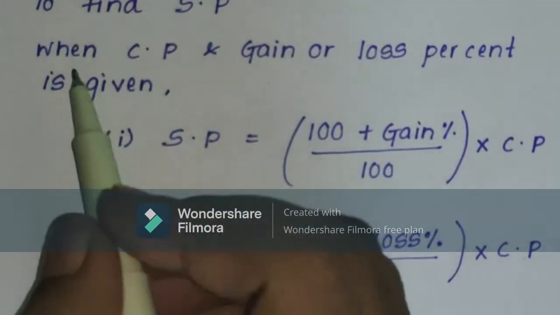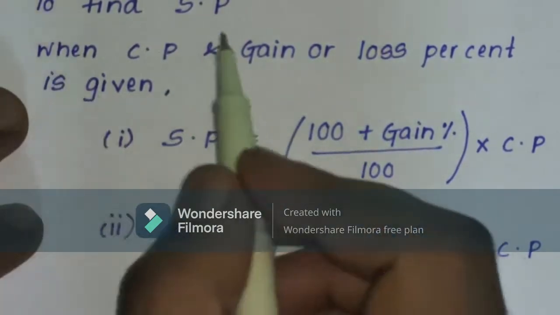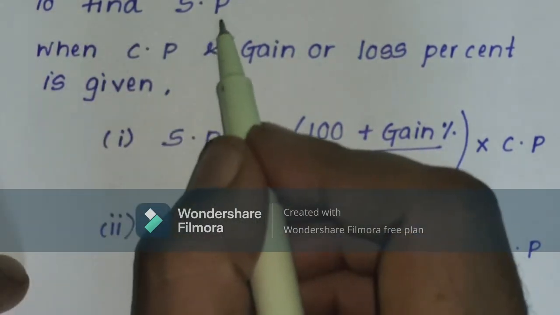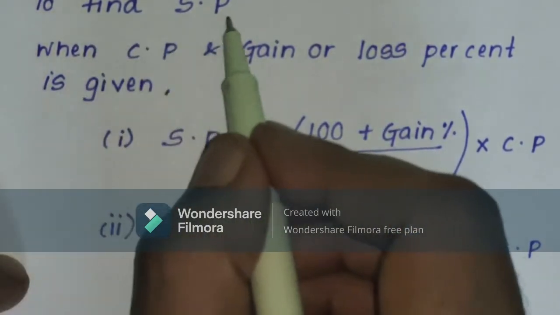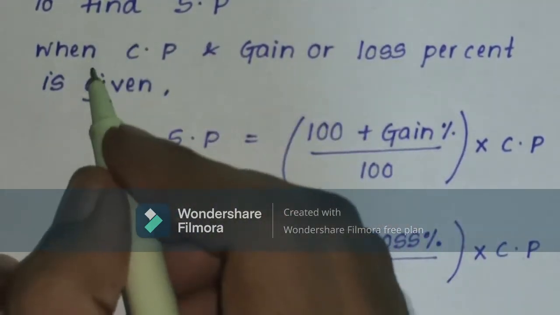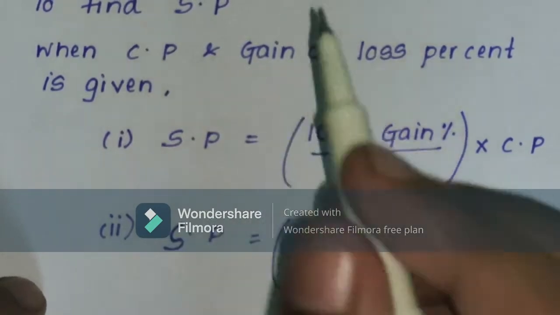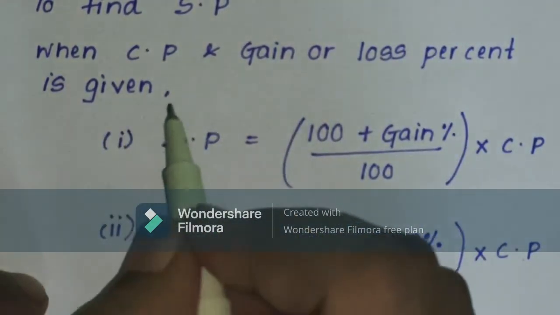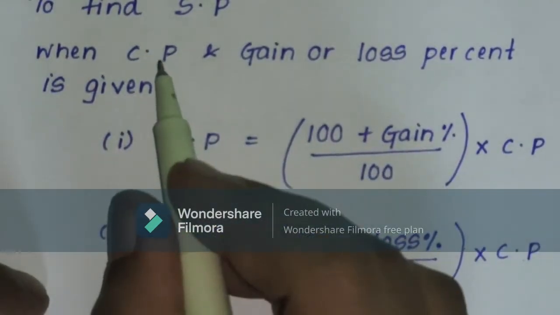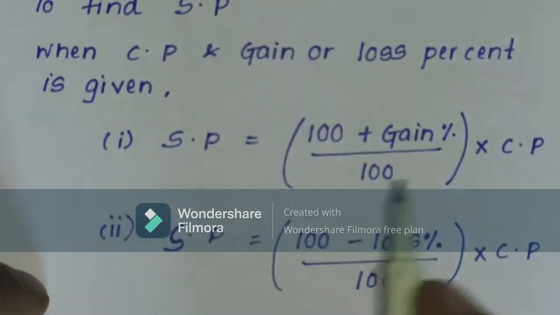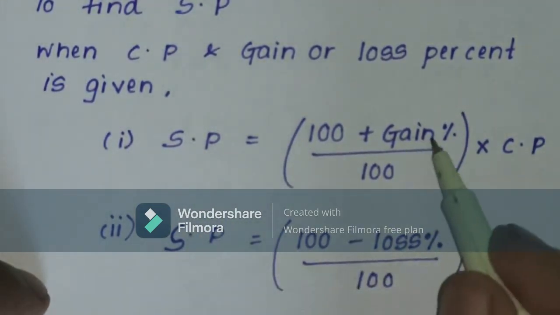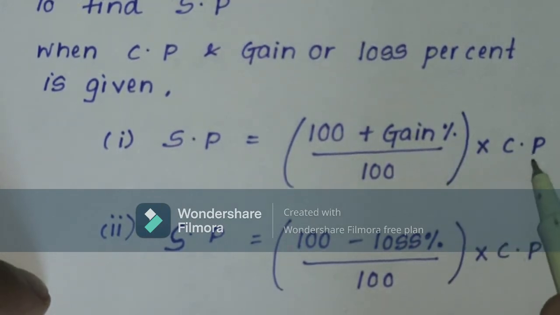Now student, the third formula is used when the question asks you to find out the selling price. So to find the selling price, what should be given? You should be given at least the cost price and the gain or loss percentage. Then you can use this formula, student. If you have been given cost price and gain percentage, you can easily find out the selling price by substituting the value of gain percent and cost price.